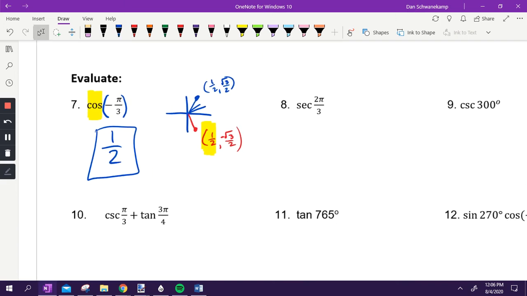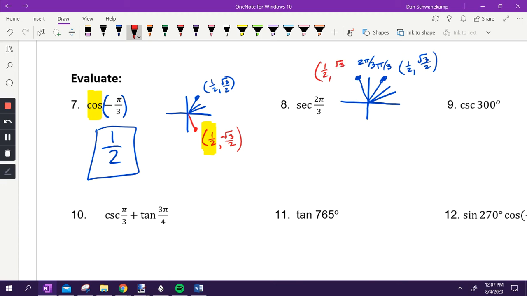Number 8 says secant of 2 pi over 3. Secant of 2 pi over 3. So same thing. I always start off and recognize which finger is 2 pi over 3. Okay, well, I know that pi over 3 is that guy again. Okay, that's pi over 3. It's the same ordered pair we did on the last one. So the ordered pair is 1/2, comma, radical 3 over 2. Which quadrant is 2 pi over 3 going to be located in? The second one. It's going to be that guy right there. That's 2 pi over 3. What's going to be different about that ordered pair here in the second quadrant? Negative x.